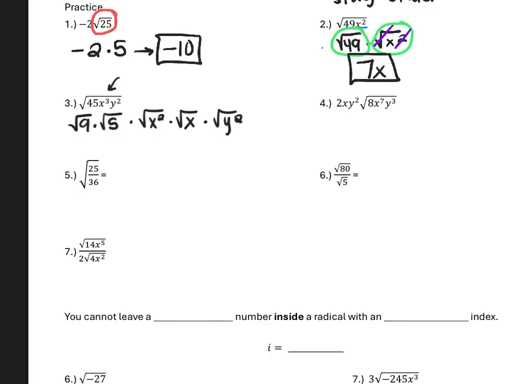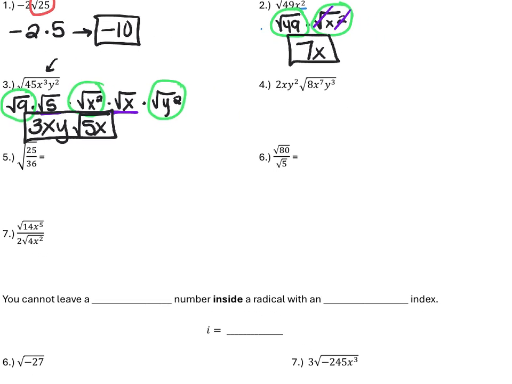And then I'm going to circle the ones that I can simplify, because these are all perfect square factors. Okay? So square root of 9 is 3. Square root of x squared is x. And square root of y squared is y. And then the only two that are going to be left under my radical are 5 and x. Those are multiplication. Remember, we can go from the separate to the together. So under our radical is going to be 5 times x. So that is my simplest form. Okay?